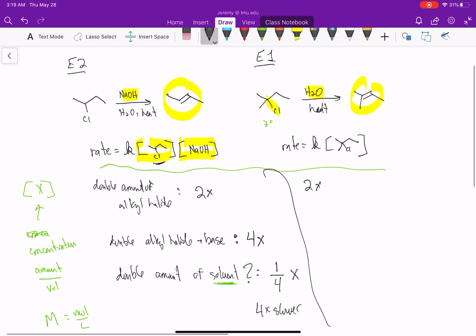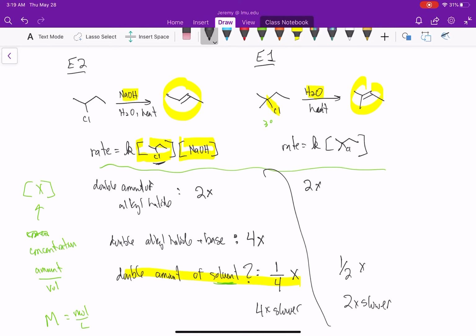What about with the E1? If we look at the E1 here, the rate is only determined by the concentration of the alkyl halide. So if I double the amount of water, if I double my solvent here, I've now decreased the concentration by half. So when we're doubling the amount of the solvent, for the E1 reaction, that would be half as fast or 2 times slower.